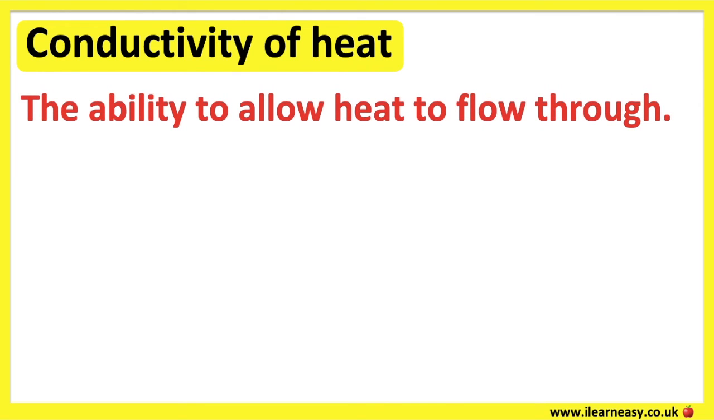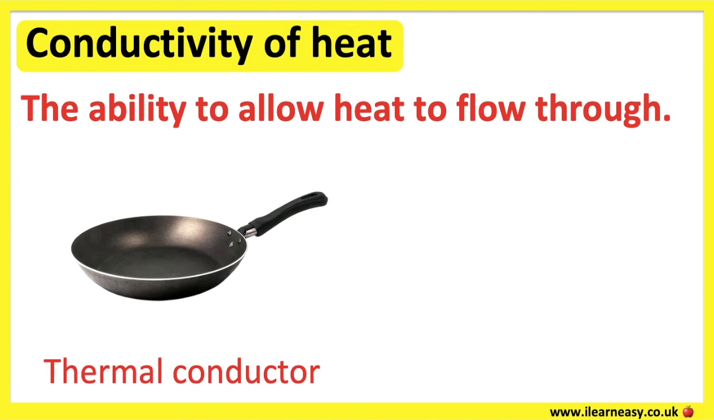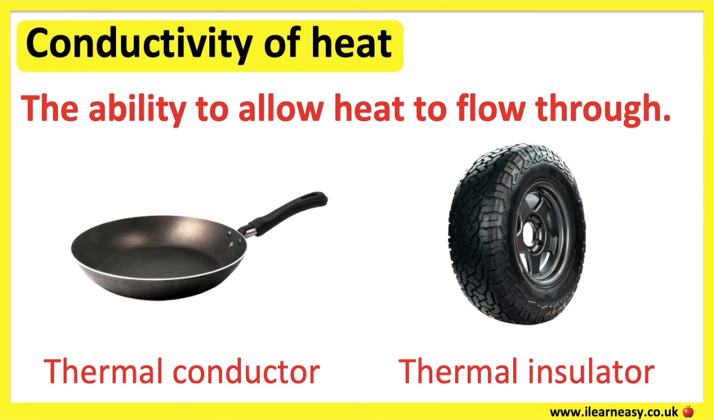Conductivity of heat. This is the ability to allow heat to flow through. Some materials allow heat to flow through and some don't. Thermal conductors allow heat to travel through them and are used when heat is needed to be transported to another place. For example, metal saucepans are very good heat conductors. Thermal insulators don't allow heat to travel through them. For example, rubber. Thermal conductors and thermal insulators are also known as heat conductors or heat insulators.